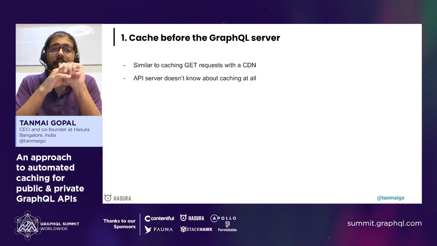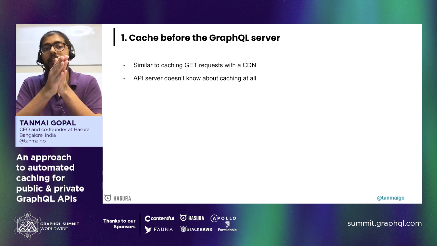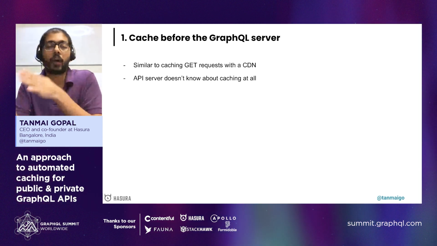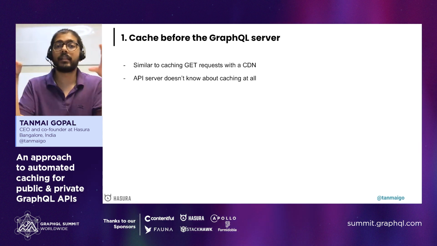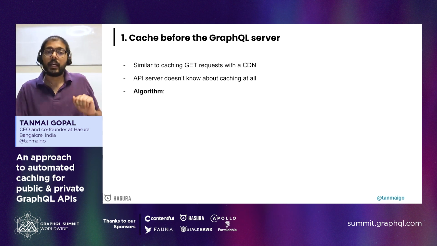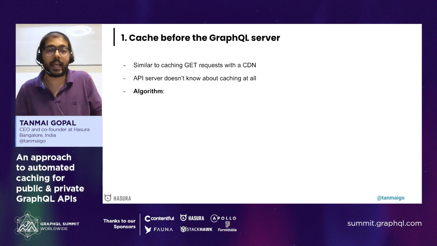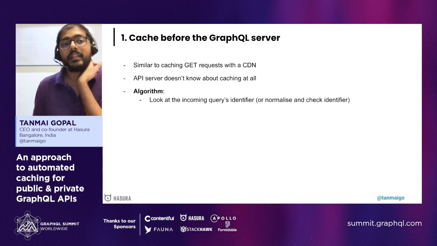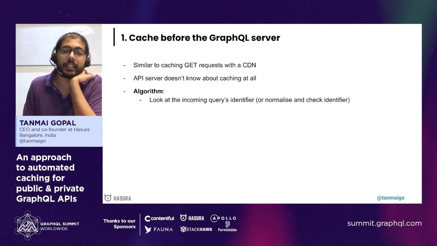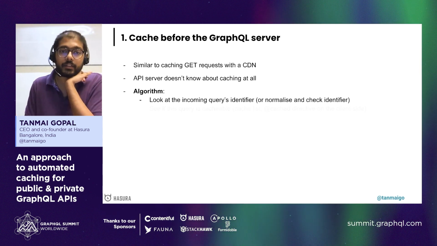And in this case, the part of the server that is doing the caching does the caching entirely automatically, right? The GraphQL API server doesn't really know anything about caching. So the caching happens entirely before that API logic runs, right? In this case, a rough algorithm, just to give you a sense of what this would look like, is something like saying that here there's an incoming GraphQL query. You look at the query's identifier, right?